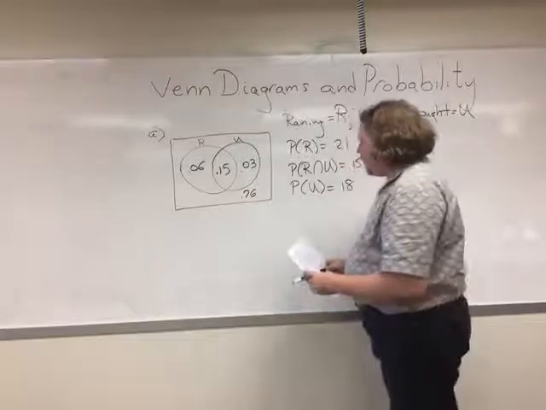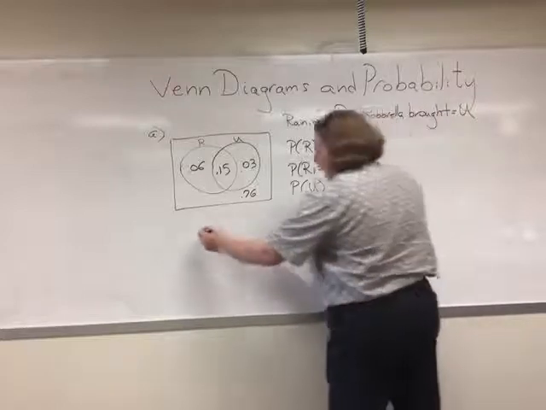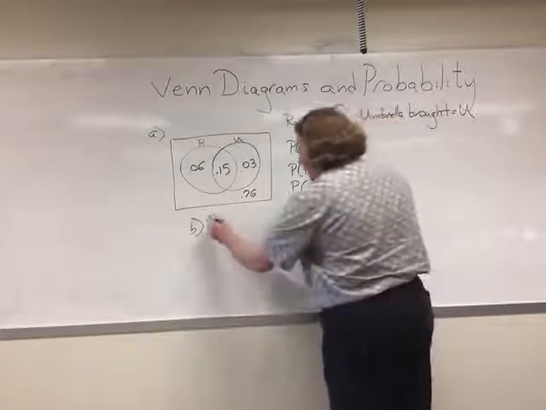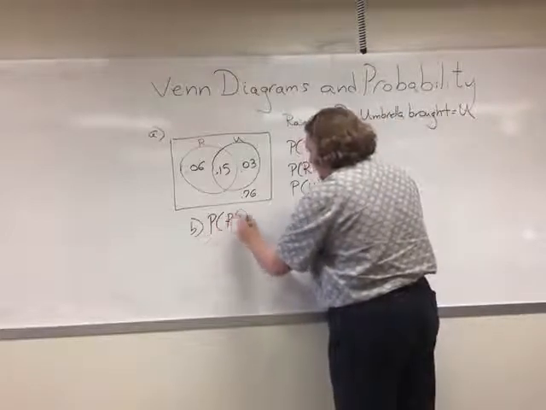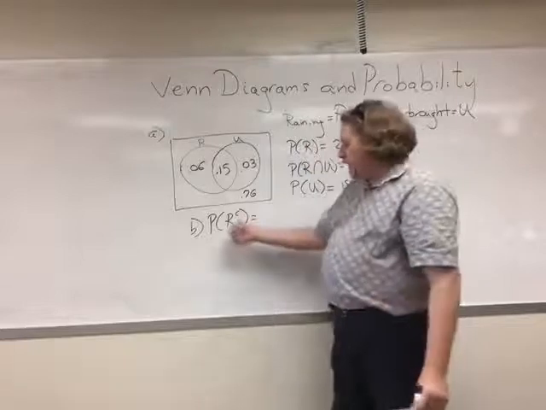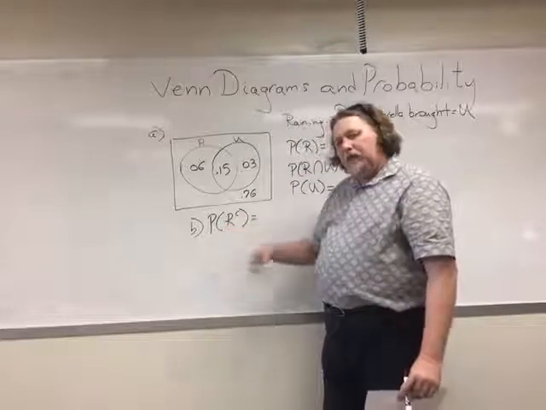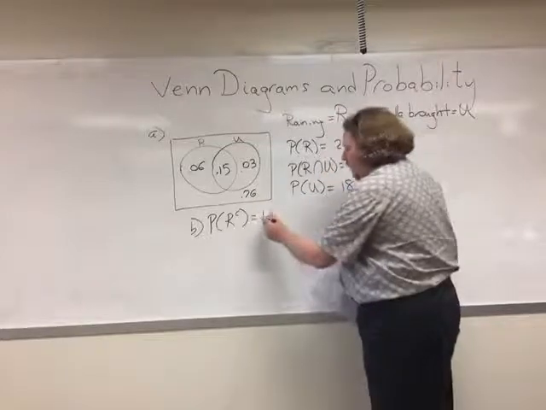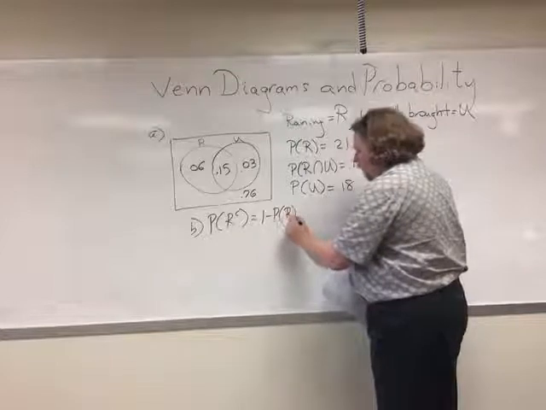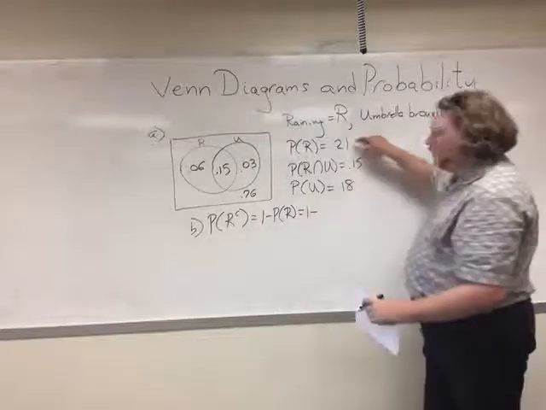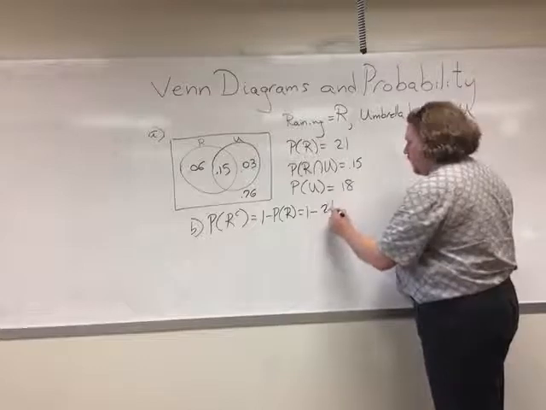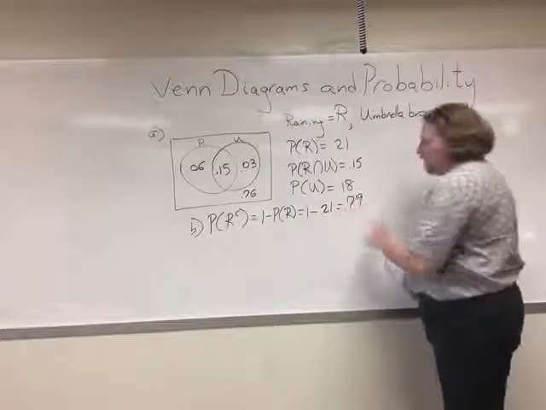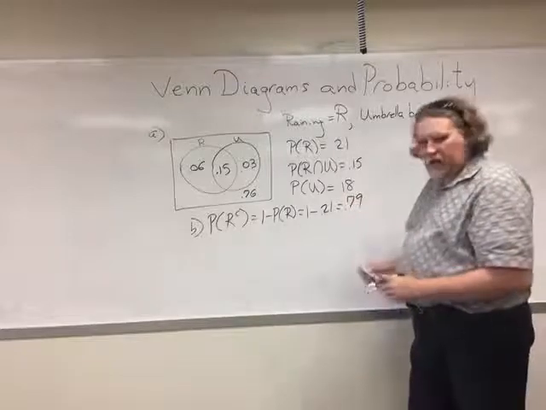Okay, so let's go down to the remaining questions now. Question B asked, what is the probability that it is not raining? So that's the probability of raining complement. Anytime you want to find out the chance of something not happening, you just do 1 minus the chance that it does happen. So the chance of not raining is 1 minus the probability that it does rain, which is 1 minus 0.21, which is 0.79. So there's a 0.79 chance that it is not raining.